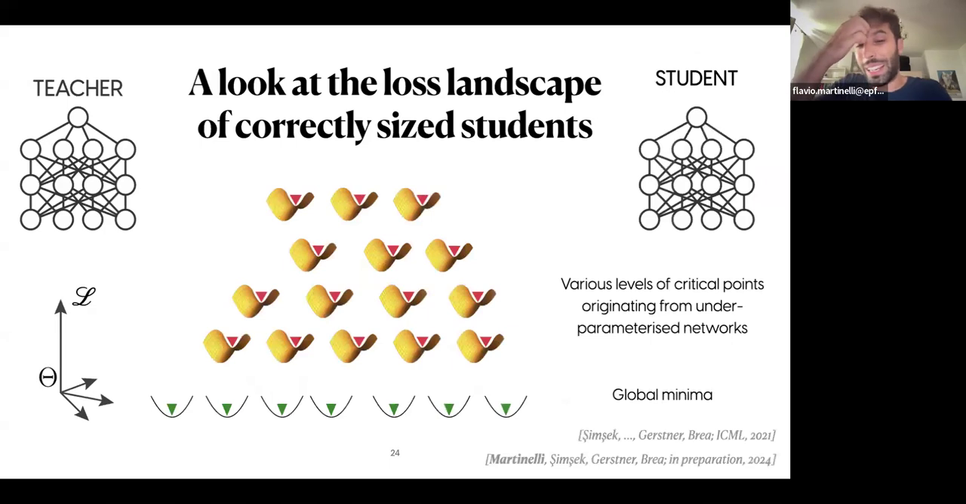Funnily enough, one can do this game for all of the underparameterized student networks. And these underparameterized student networks will have a lot of local minima at different levels of losses. So basically, we know that in the loss landscape, there will be various levels of critical points that originate from underparameterized networks. And at the bottom, there will be a bunch of global minima here.